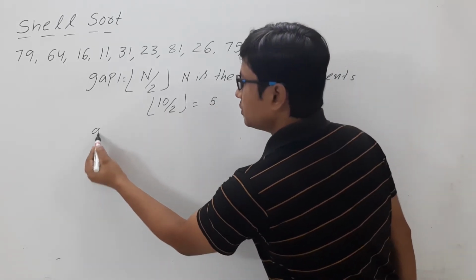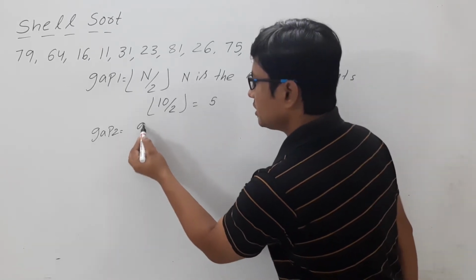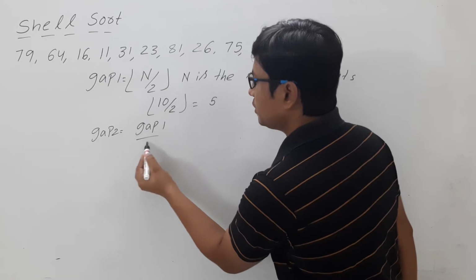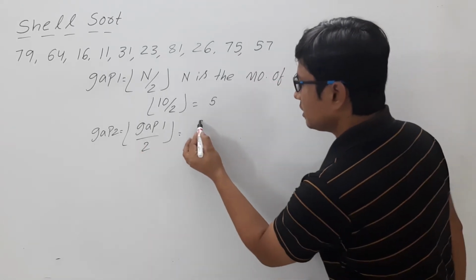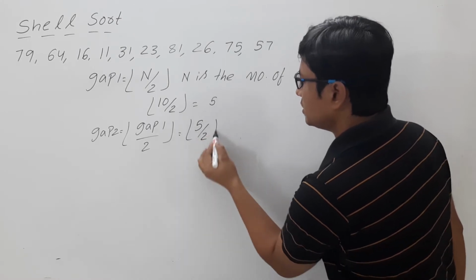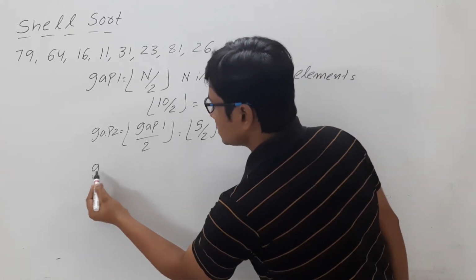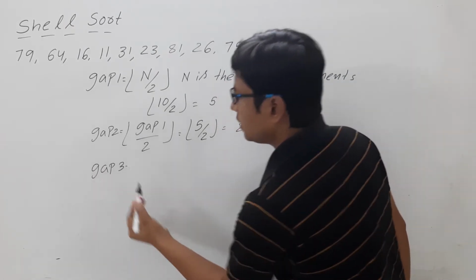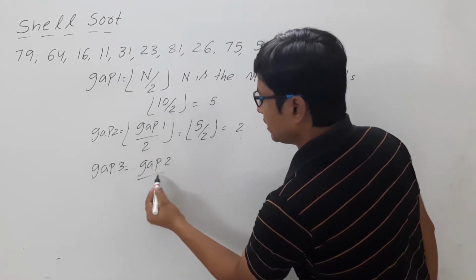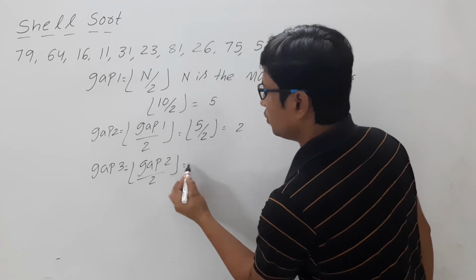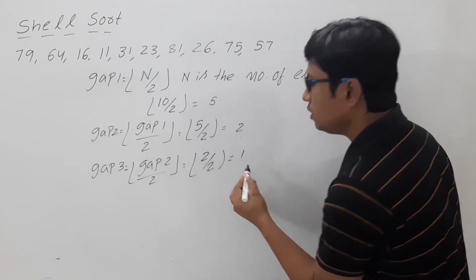Now gap 2 is equal to the floor of the previous gap, which is nothing but gap 1 by 2. So if you consider here 5 by 2, which is equal to 2. Now gap 3 is equal to the floor of the previous gap, gap 2 by 2, which is equal to floor of 2 by 2, which is equal to 1.